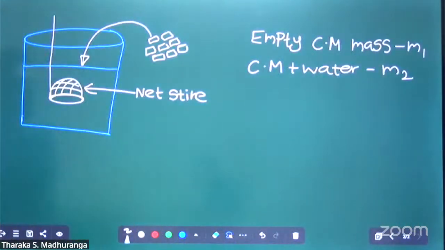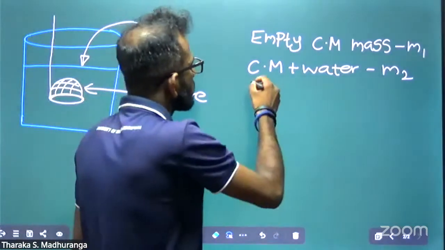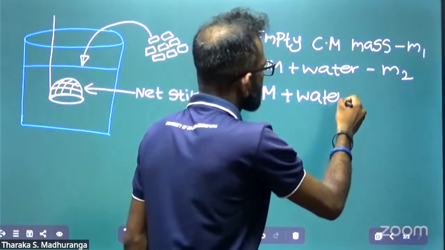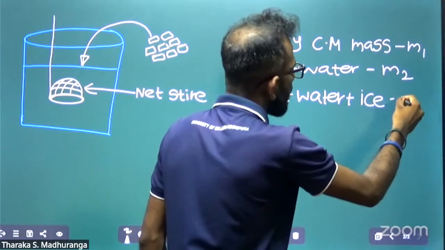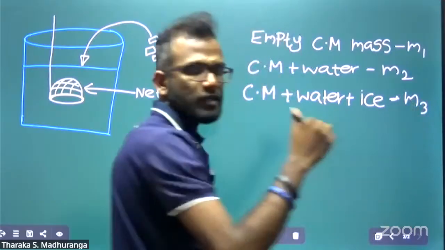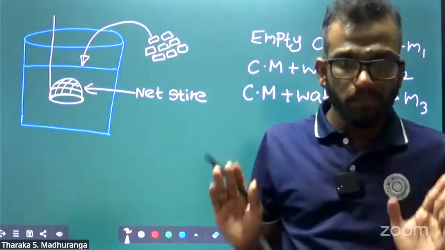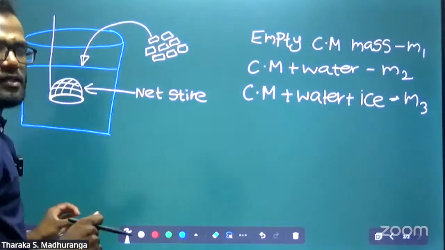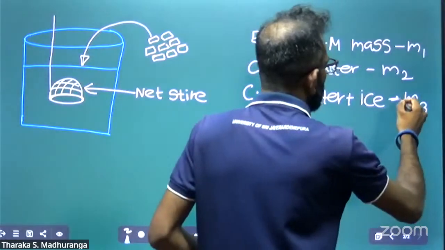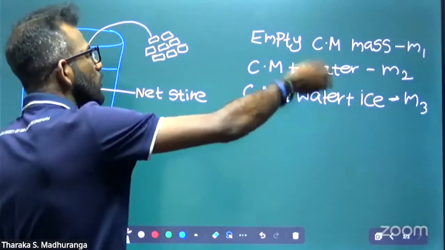Then, after adding this ice, we need to get the mass of the calorimeter plus water plus ice, which we name as M3. Understood? That we name as M3.